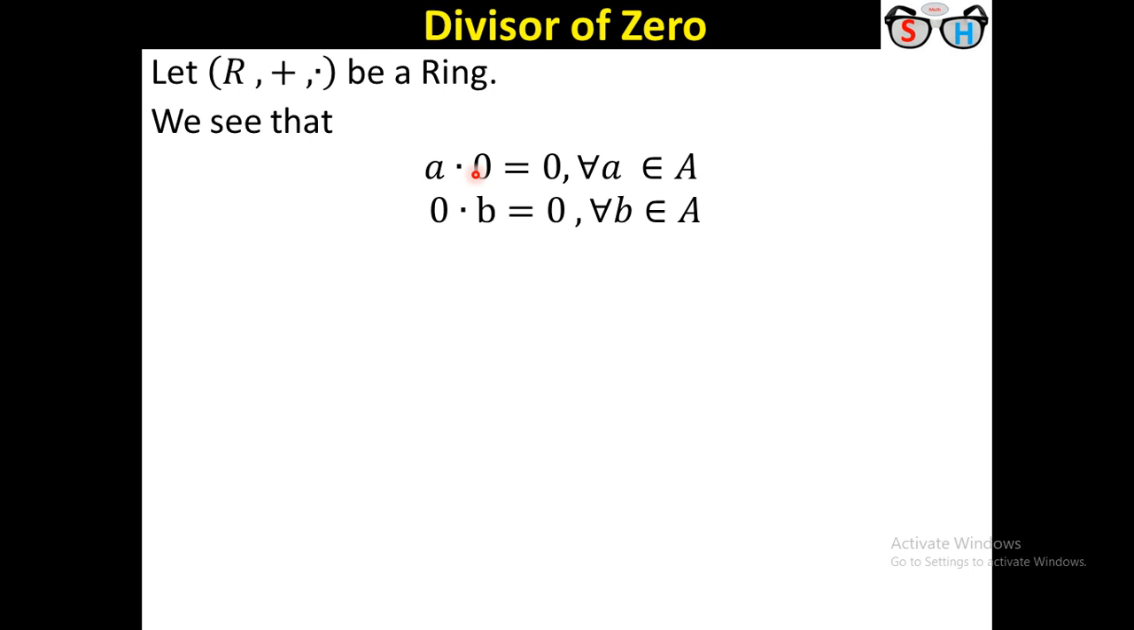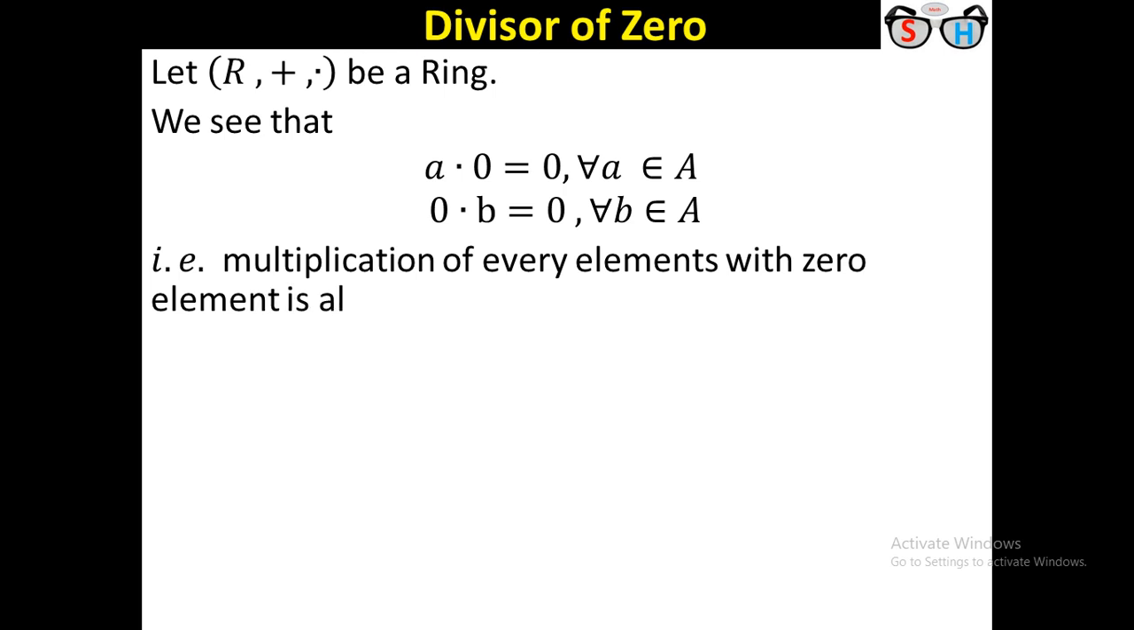When one element is 0, here 0 is on the right side and here 0 is on the left side. However, if at least one element of the two elements is 0, then the result will be the 0 element. That is, multiplication of every element with the 0 element is always the 0 element.